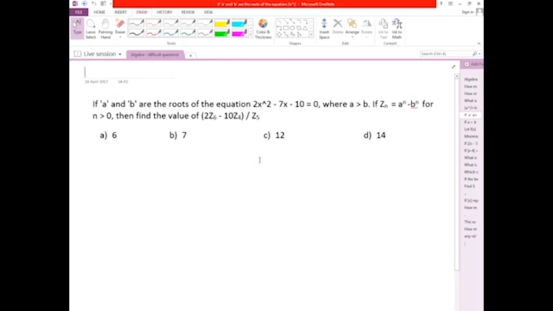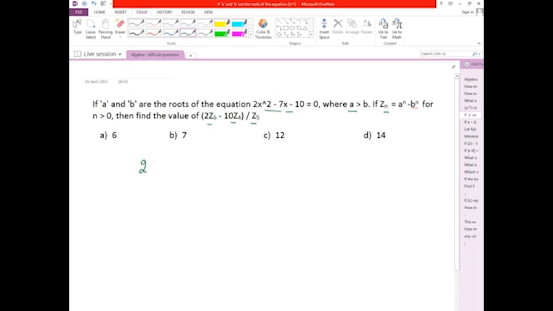Now this question again is not easy. I think I have kept the more difficult ones early on. I think there were some easy ones also, but they are at the back. So here what you are given is a and b are roots of this particular equation, 2x square minus 7x minus 10, right? And a is greater than b. Then it defines Zn as a to the power n minus b to the power n. And we have to calculate the value of 2z6 minus 10z4 by z to the power 5.